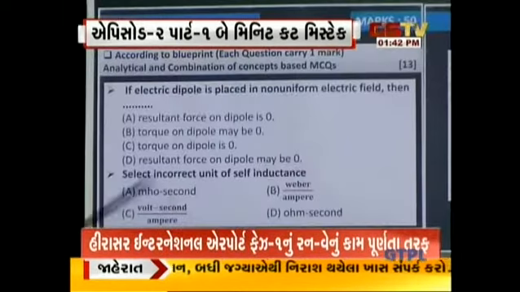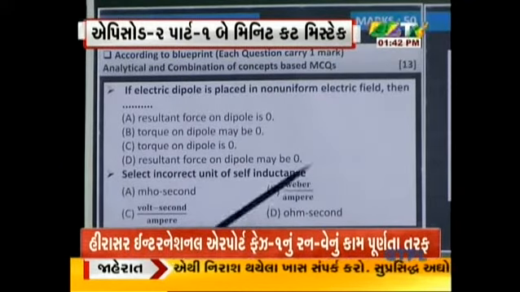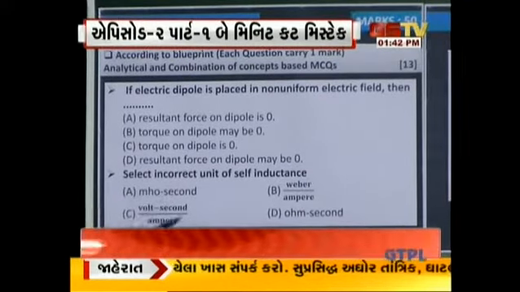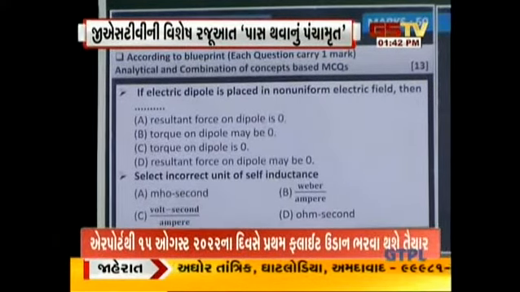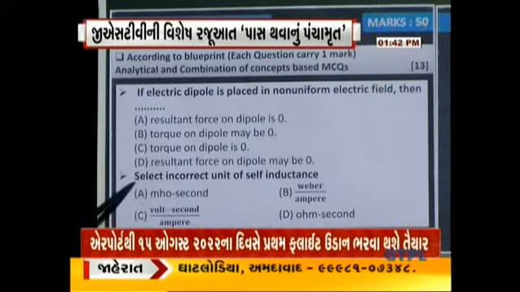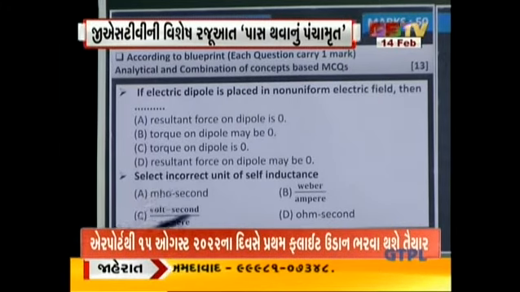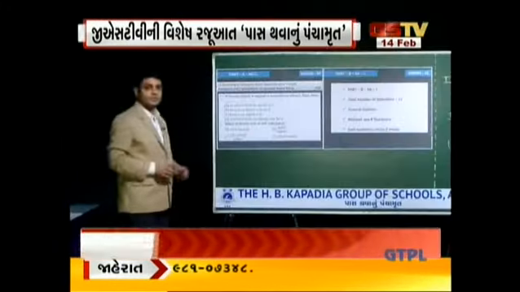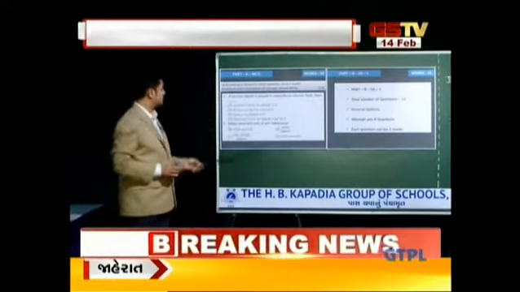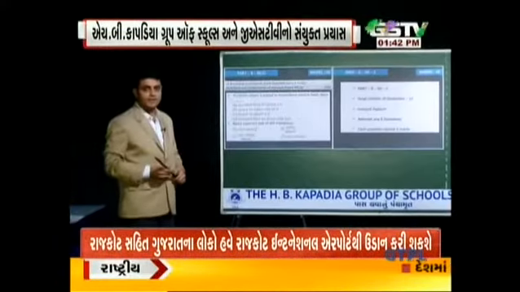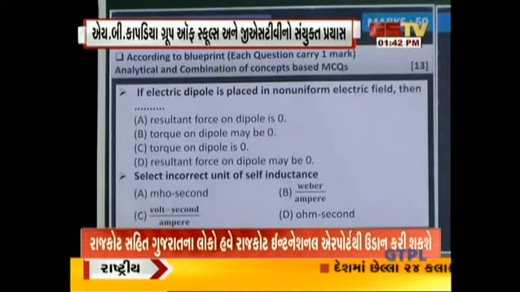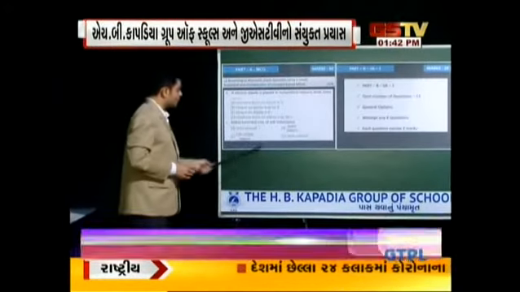Next, select the incorrect unit of self-inductance. In a hurry, some people just select the correct unit of self-inductance, they just write down any option. So read the question carefully. The question says incorrect. So you have to see all the options. Okay, you have to go through all the options. I just said it's an analytical and combination type of MCQs. These MCQs cannot be solved by just reading the question and getting the answer. It is not possible. You have to go through all the options.